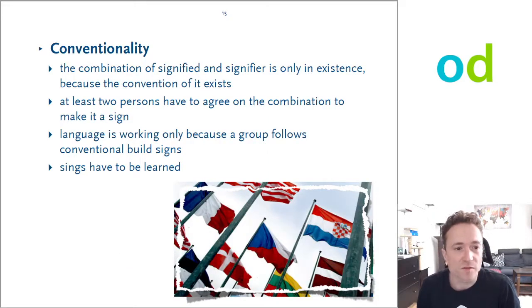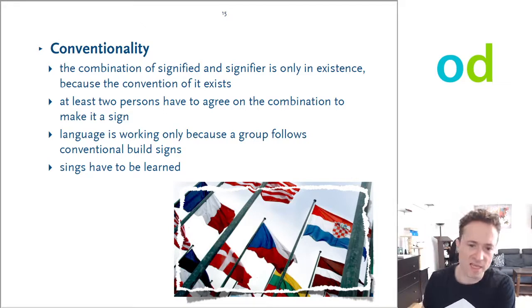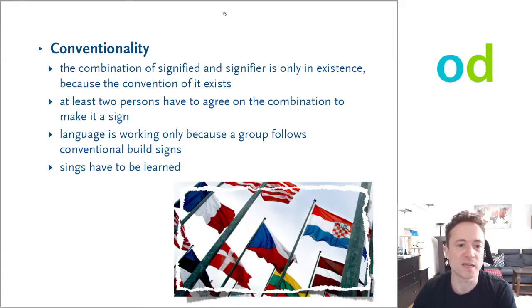Then there's the aspect of conventionality. This combination of signified and signifier only exists because there is a convention about it. People agreed about it. Actually, they probably did not have an explicit agreement. They did not sit together and decide, okay, we call this like this and this like that. Although this also happens, especially in specialized contexts, when people are actually naming things or processes or concepts. But this convention establishes itself through the history of language.